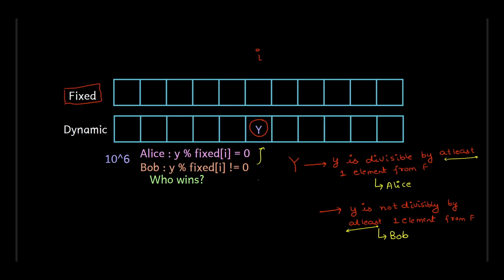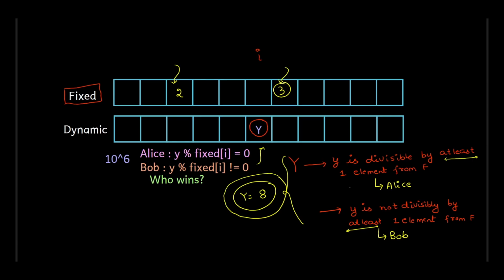For example, if you have y equal to 8, and there exists a divisor of 8 such as 2 over here, then if Alice picks this 2, Alice will be able to remove 8 from the dynamic array. But if 3 is also available over here, then Bob can as well pick 3 and he will also be able to remove this y from the array. But whatever be the case, this line of reasoning only deals with the fixed elements in all the rounds.